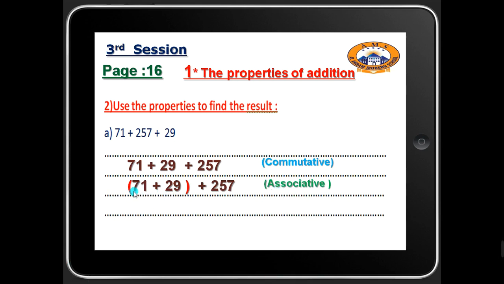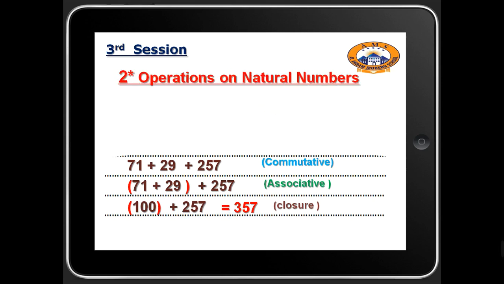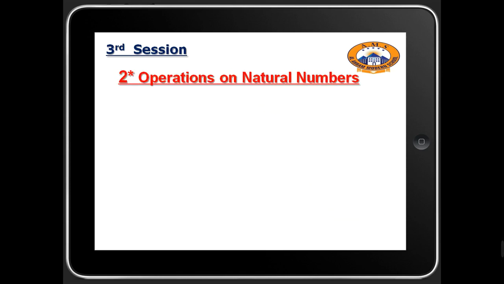Get the answer of the numbers inside the bracket. 71 plus 29 will give you 100, plus 257. This gives me 357, and this property is closure because all of these digits belong to the set of the natural numbers. Okay, I hope you understand this exercise, and we're going to have more operations on the set of the natural numbers.